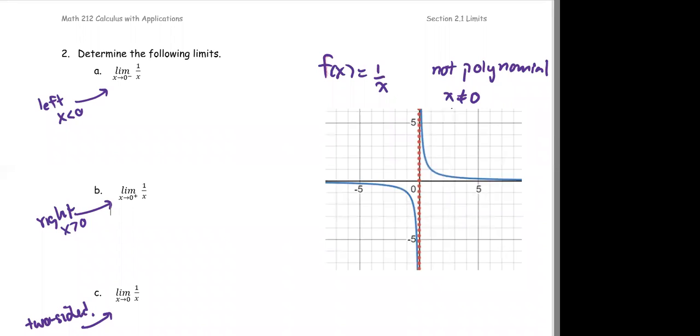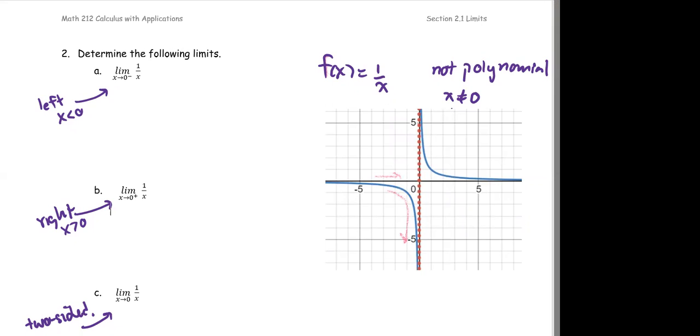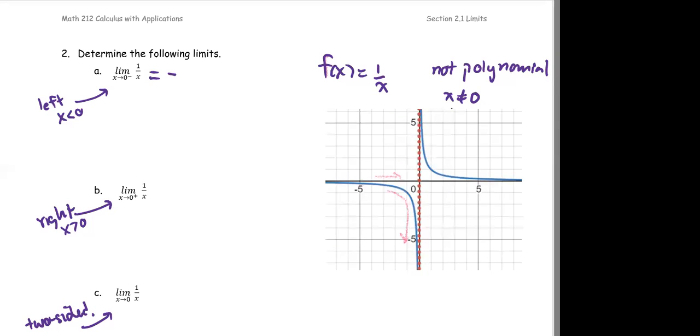Now we're going to find the limit as x approaches 0 from the left. From the left side, the graph is approaching down, going down. So what would be the notation to represent when the graph goes down without bound? Negative infinity. Negative means going down. Infinity means without bound. So now we have the left-sided limit.